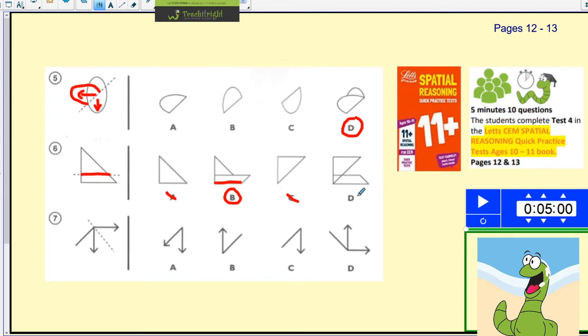And again, I don't know how you managed to create the fold D, where you've got two shapes showing through one another, so definitely not D as well.